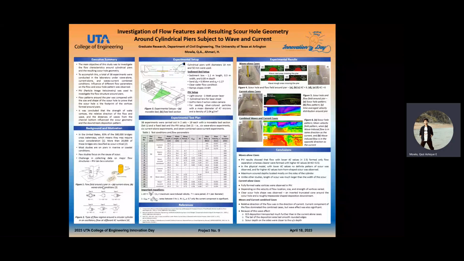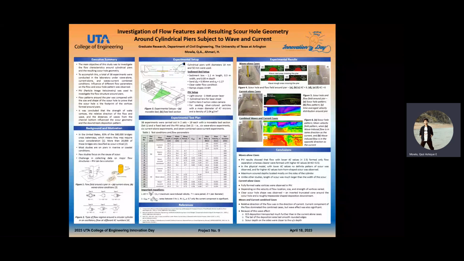In this figure, we can see the typical flow features in a current-alone flow condition, which includes surface rollers, horseshoe vortex, wave vortex, etc. This figure represents the coastal flow condition, where only wake vortices are observed. But in a lacustrine environment, a combination of both is observed, making the flow much more complex. Another challenge in this area is to collect the data on these major flow features.